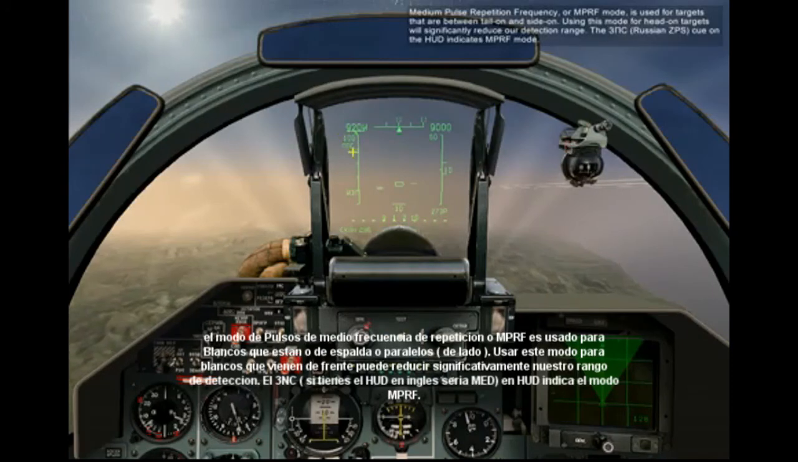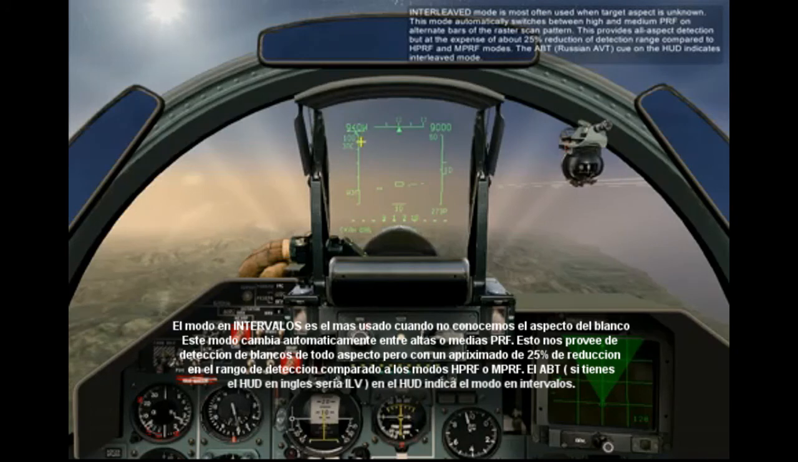Detection frequency, or NPRF mode, is used for targets that are between tail-on and side-on. Using this mode for head-on targets will significantly reduce our detection range. The ZPS cue on the HUD indicates NPRF mode.